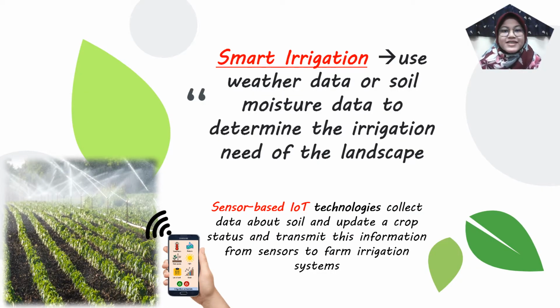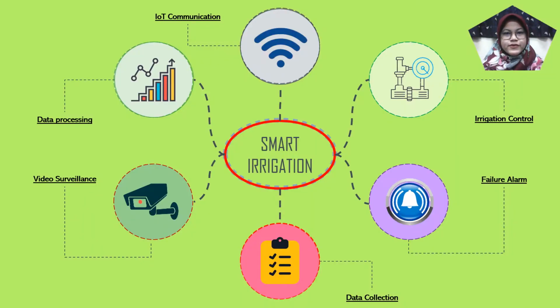So what is smart irrigation? Smart irrigation uses weather or soil data to determine the irrigation needs of the landscape by using IoT. Sensor-based IoT technology collects the data about the soil and updates the crop status, and then transmits the information from the sensor to the irrigation system. Important components in smart irrigation.